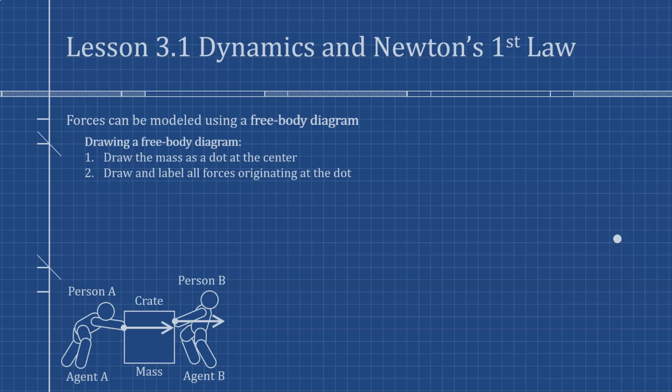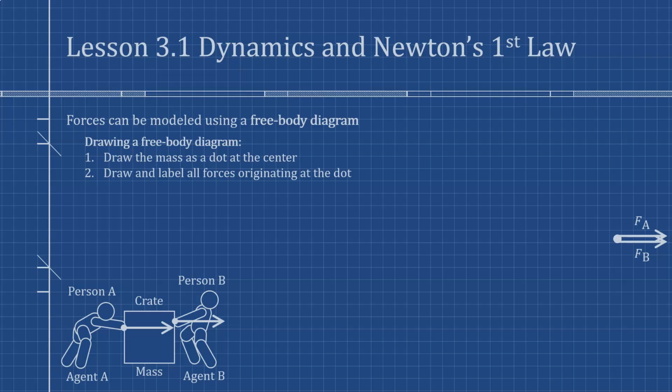So obviously we have the two forces that are already pictured. We have the force of agent A and the force of agent B pushing and pulling the crate, and both of those forces are acting in the same direction. So I'm just going to draw both of those. I'm going to draw them slightly off center on the center dot so that you can see them both. Both of them should be coming out of the dot.